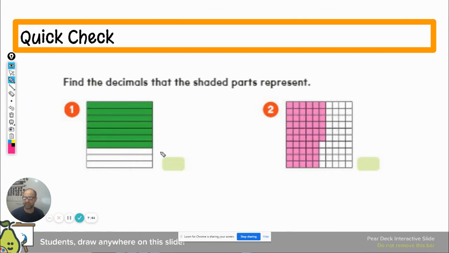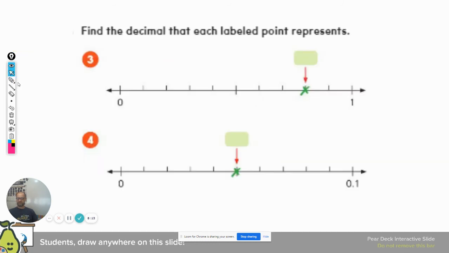All right, you got it, good. So in here, 0 and 7/10, and then 1, 2, 3, 4, 5, 1, 2, 3, 4, 5, 6, so 56/100ths there. Okay. Next one.